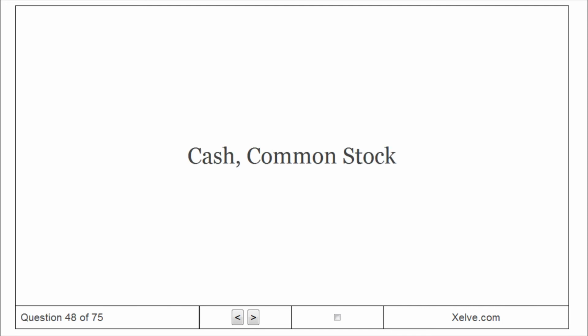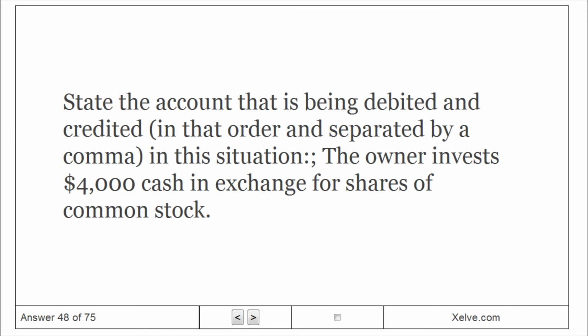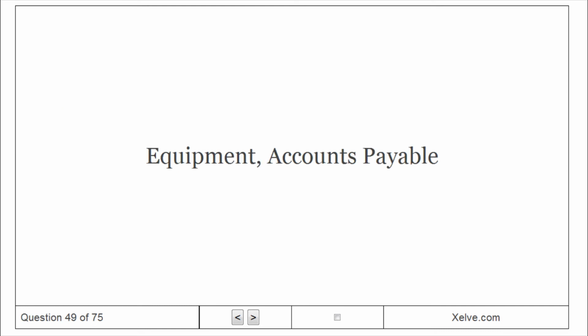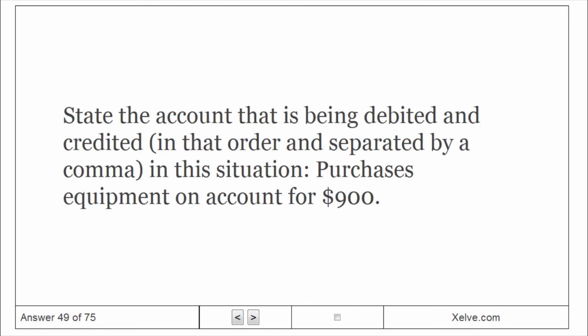Cash, common stock. State the account that is being debited and credited. In this situation, the owner invests $4,000 cash in exchange for shares of common stock. Equipment, accounts payable. State the account that is being debited and credited in this situation. Purchases equipment on account for $900.